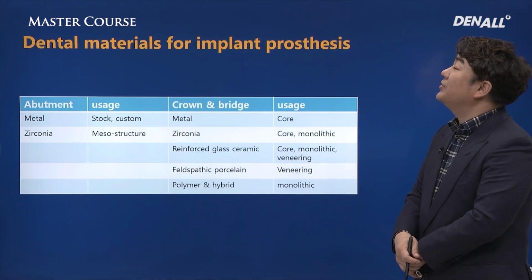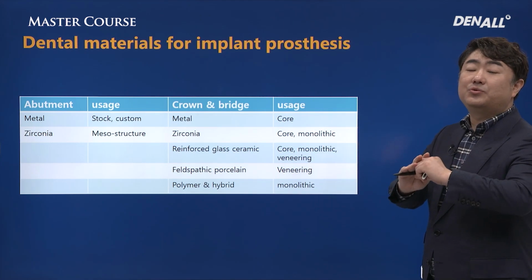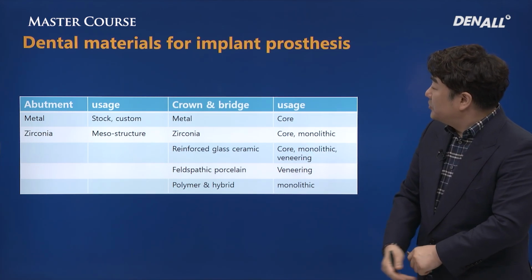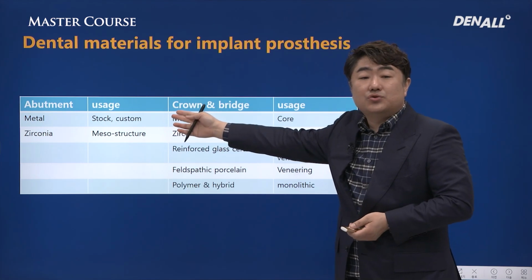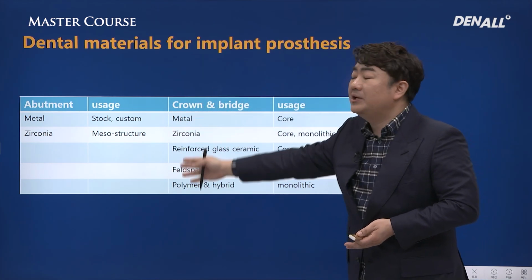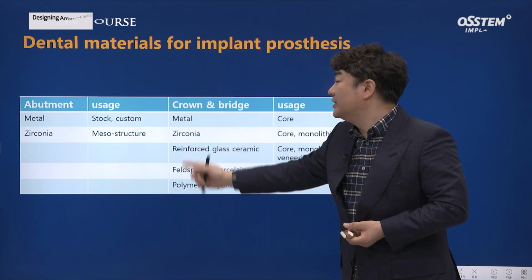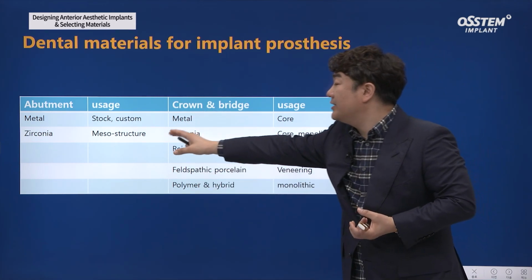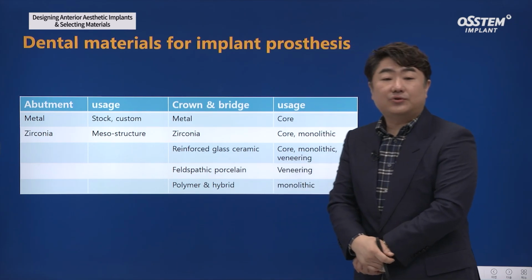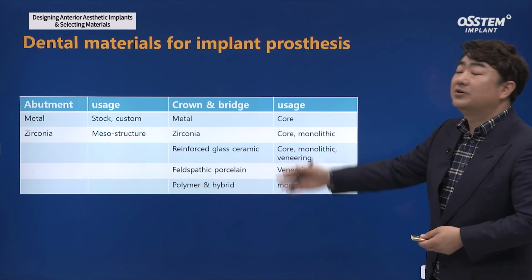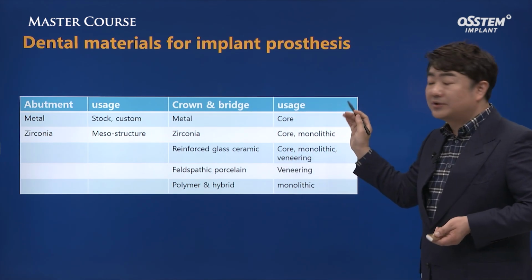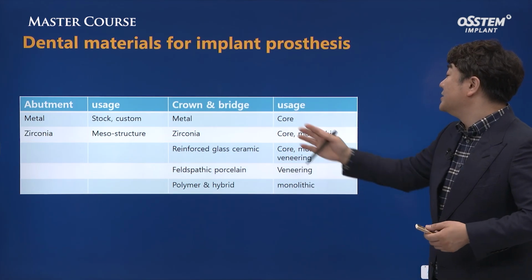Materials for implant restorations include those for abutments and superstructure. Though metal is commonly used for abutments, we also use zirconia abutments. Zirconia abutments used for aesthetic zones have a link abutment, and in the middle there is a mesostructure. Moving on to the core of the crown. For the core, metal or precious metal can be used, and zirconia can be used as well.